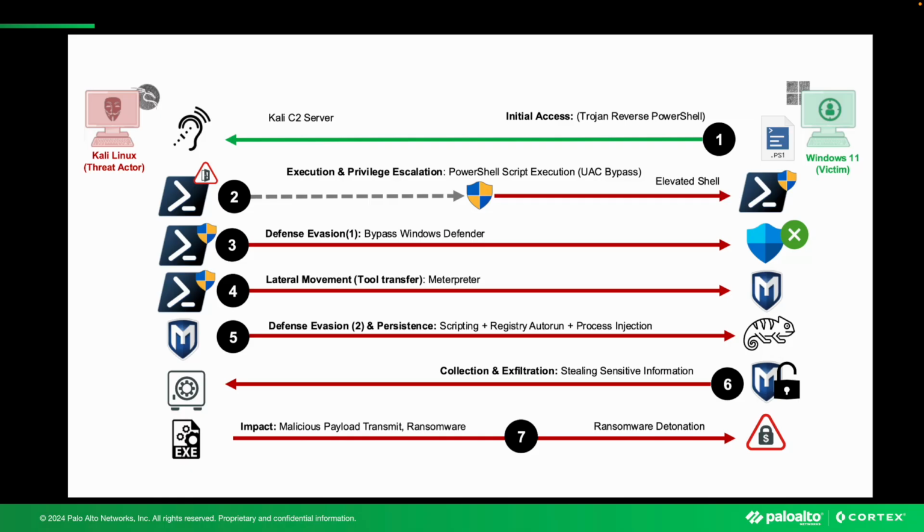With Windows Defender bypassed, they can then transfer preferred tools, in this case Meterpreter, and Meterpreter will allow them then to carry out additional commands such as various persistence mechanisms through scripting, registry and service auto runs, process injection, and so on. With those attacks in place, they will be persistent, they will fly under the radar, and that will allow them to collect further information. And ultimately, once they've done that, they will transmit a payload to encrypt the device.